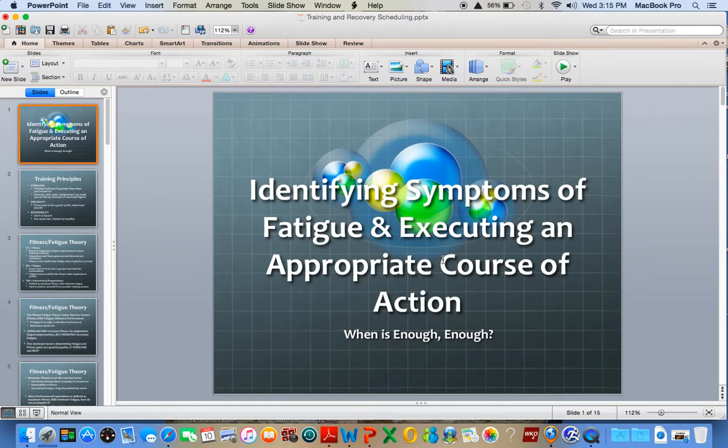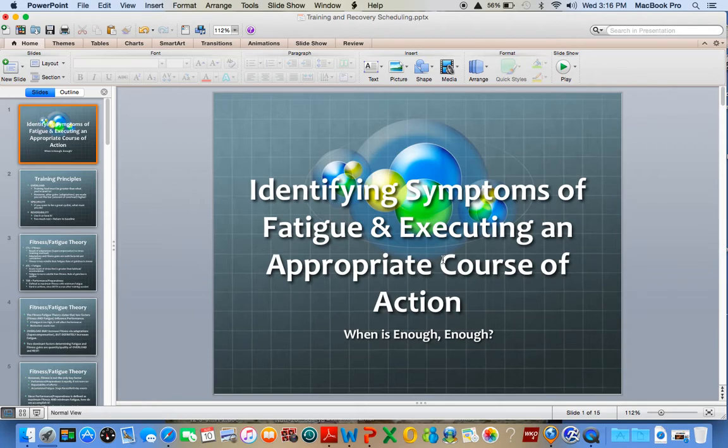So first slide is identifying symptoms of fatigue and executing an appropriate course of action. So when is enough enough? And I know this is a problem a lot of us deal with, to determine whether I should push forward, no pain, no gain, or whether it is actually time to take a little break to make further gains. And I know a lot of us think that pushing forward is the solution, especially when they encounter short-term gains in performance from taking a few days off, that they think they just simply can't take a few days off, or if they do, it's going to set them back quite a bit, and it's actually quite the contrary.